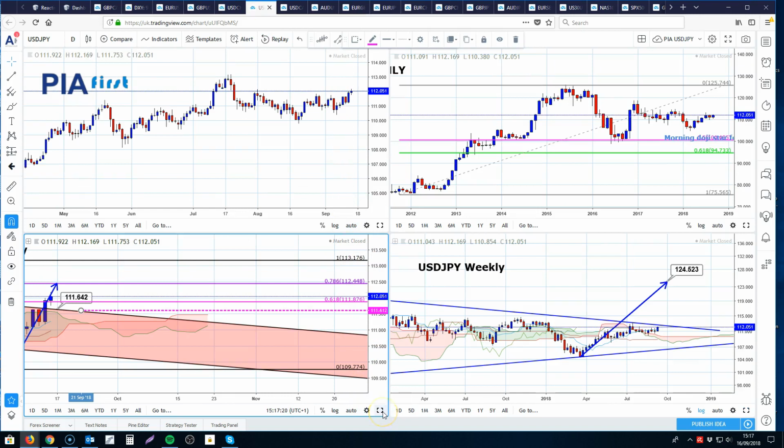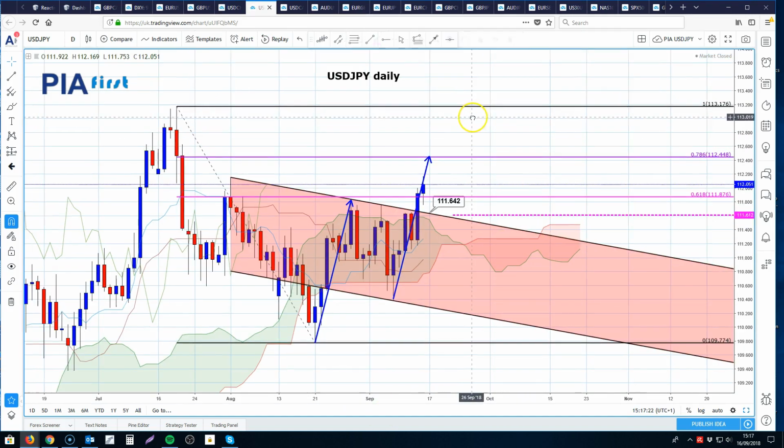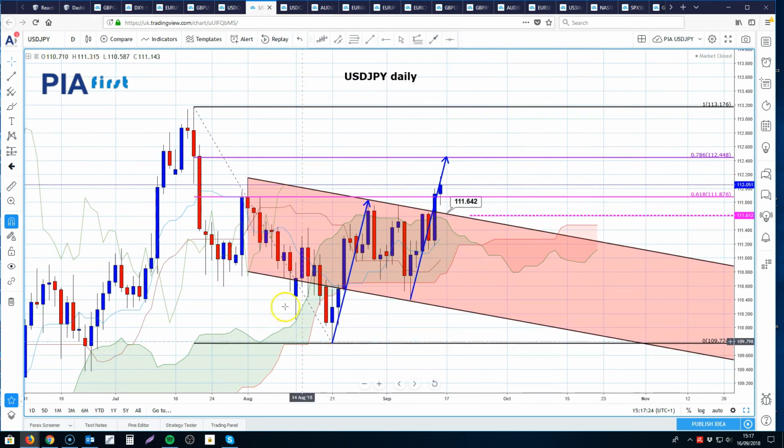Dollar yen. Most important chart is the daily chart for us at the moment. Moved to the downside, then stuck in a channel. We broke the channel formation to the upside. A full AB equals CD formation will take us to 112.45, which is this 78.6% pullback level, and if it does hold there, it will form a bearish Gartley and then flip the dollar yen to the downside again.